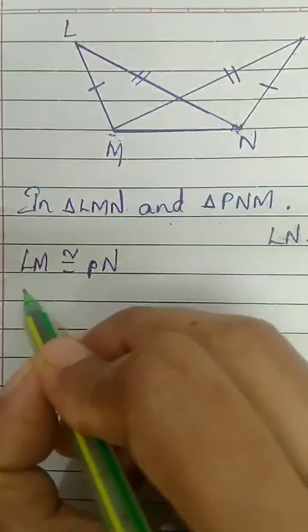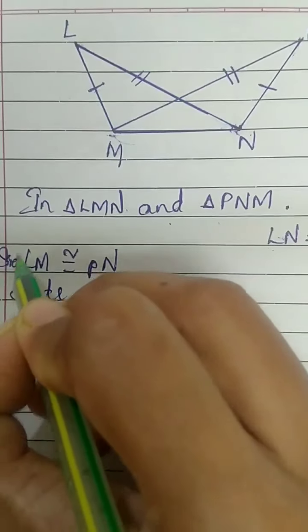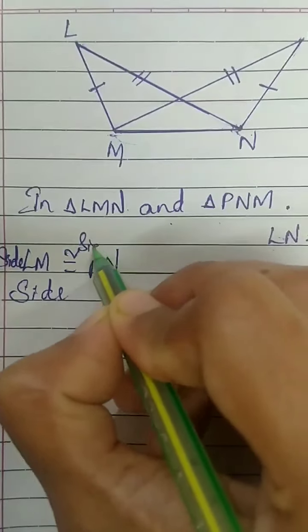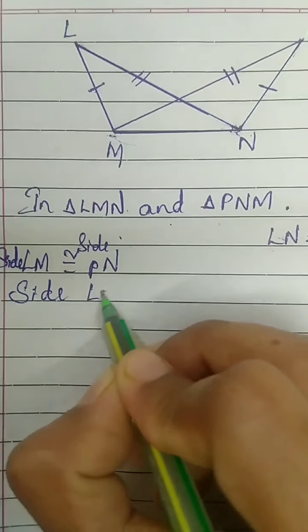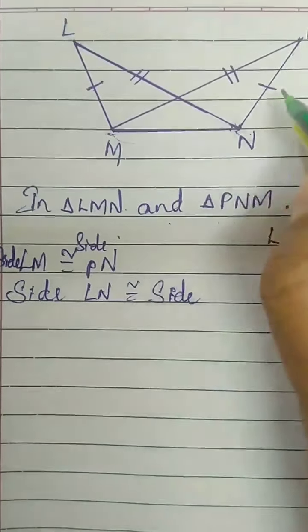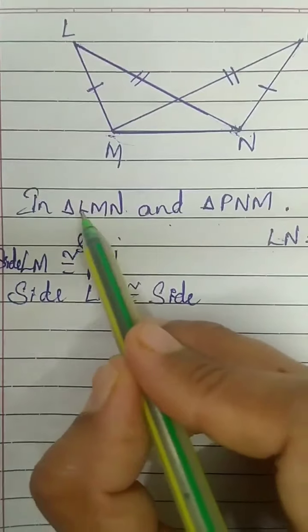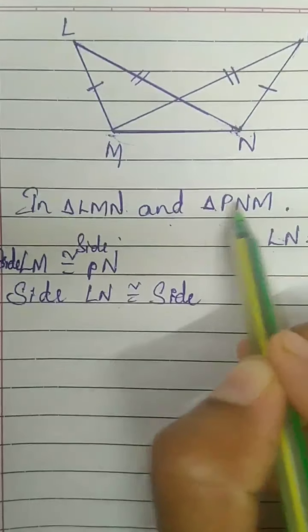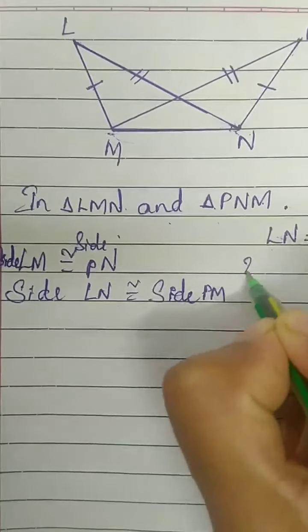Then you can write side also. Here I did not write side. Side or segment. Anyway, side LN congruent to side PM. No need to look at the figure. Names you have written correctly, it will fall into place. LN congruent to PM. Correct. All this is given.